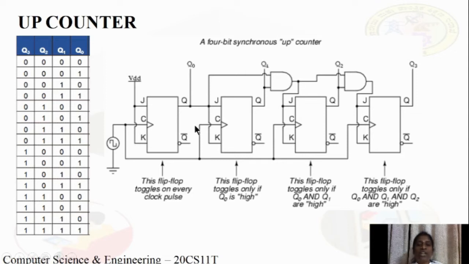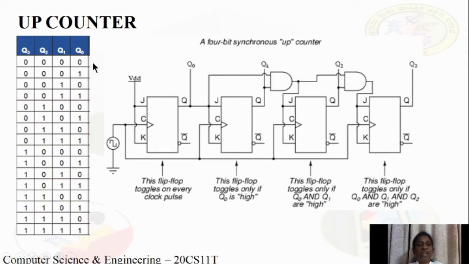So we have connected the Q0 value to the combined J and K inputs. We didn't require any other gates here. Directly we can connect Q0 to the JK inputs of the second flip-flop. So whenever the Q0 value is 1, it changes its state, either from 0 to 1 or from 1 to 0.